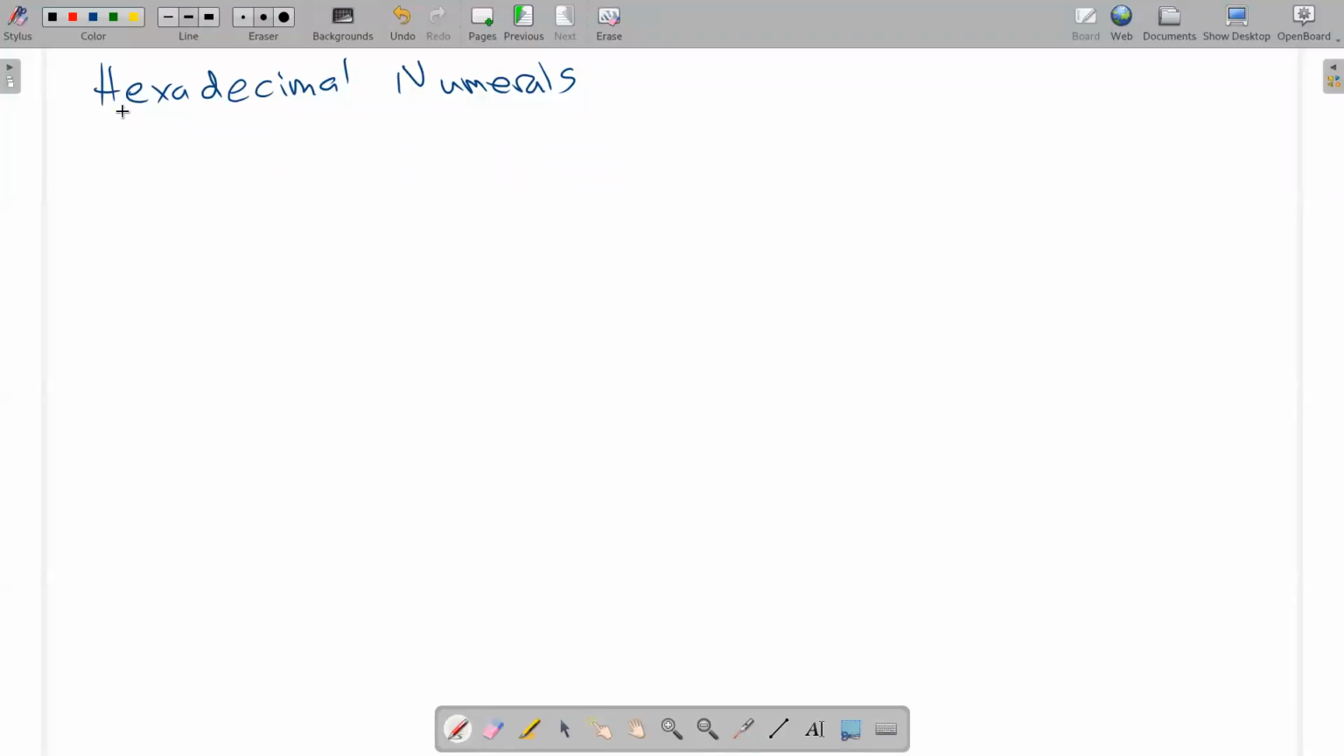So hex, like hexagon, is 6, and decimal is 10. So these are base 16 numbers. What does it mean to be base 16? Well, kind of similar to other bases, the big thing to think about is we group things in groups of 16. Okay, not too bad. I can handle grouping things by 16.